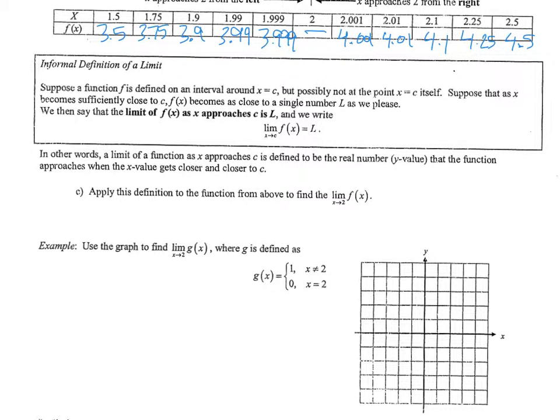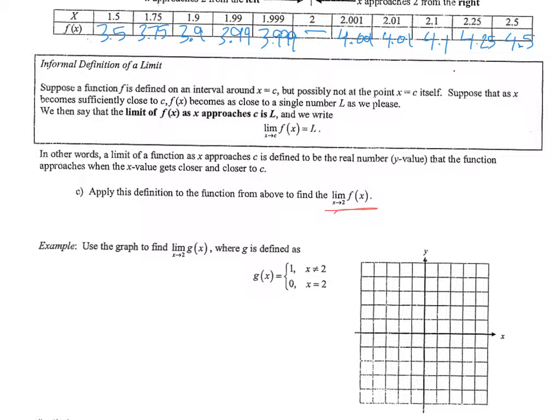So we have to be somewhat familiar with this notation right here. This is saying look at a certain x value, that's the part right there, in this function, and what is the y value that it's getting close to. So that's what the L means. So applying this definition to the function above there in part C, what's the limit as x approaches 2 of the function f of x?